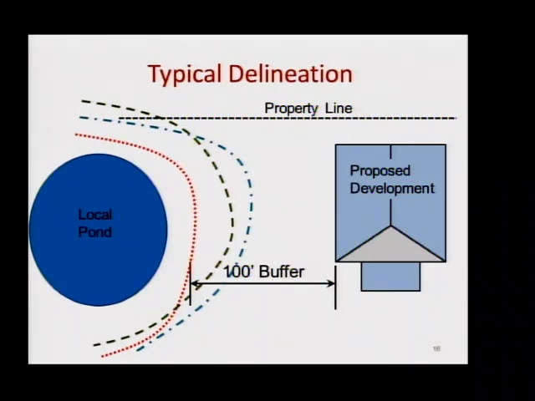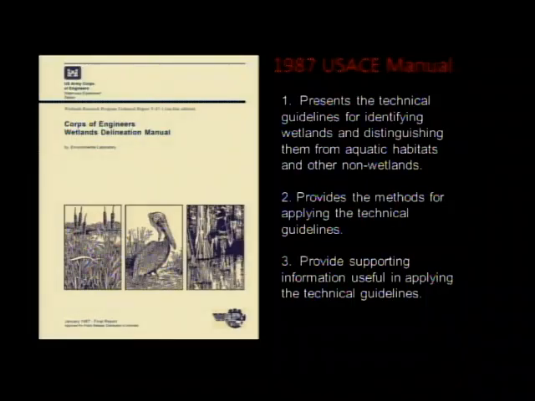Now I'm going to turn to a broader discussion of wetland delineation. The 1987 Army Corps Manual is the current federal delineation manual used in the Clean Water Act Section 404 regulatory program for identification and delineation of wetlands. It details the procedure that the Coastal Commission follows.